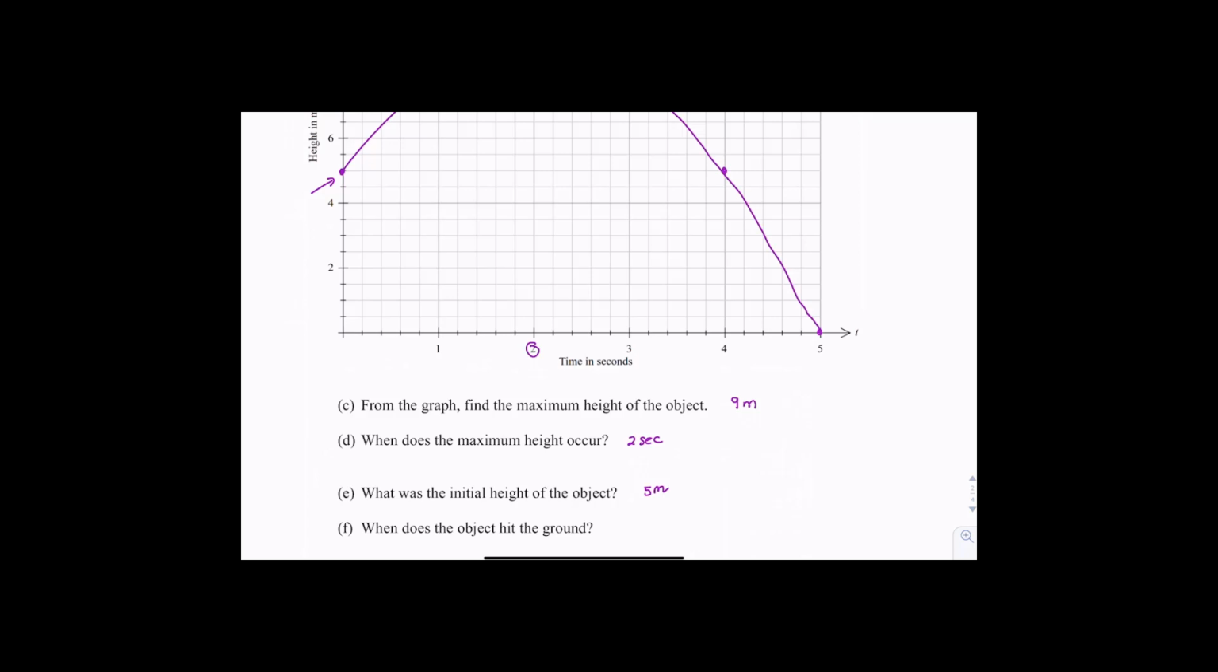And when does the object hit the ground? Well, here must be when the object has hit the ground, and that is after 5 seconds.